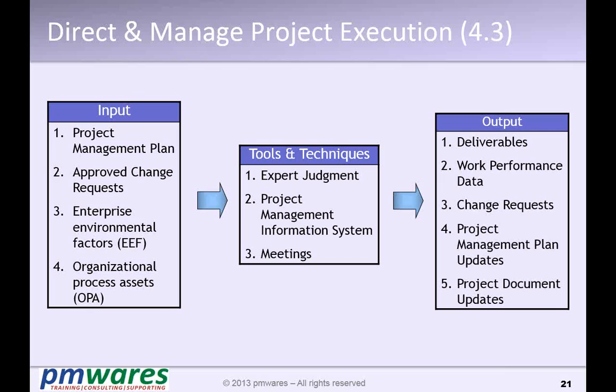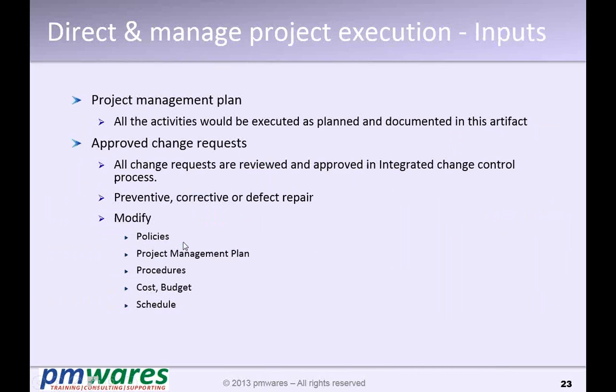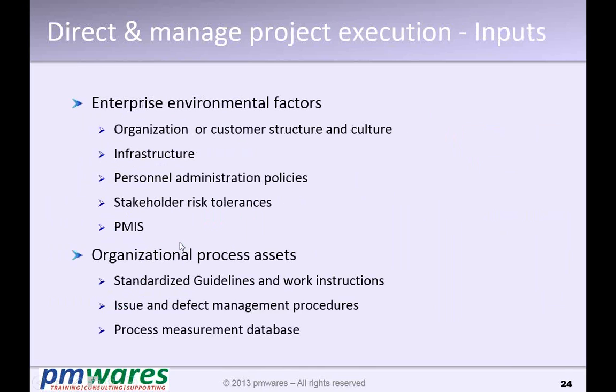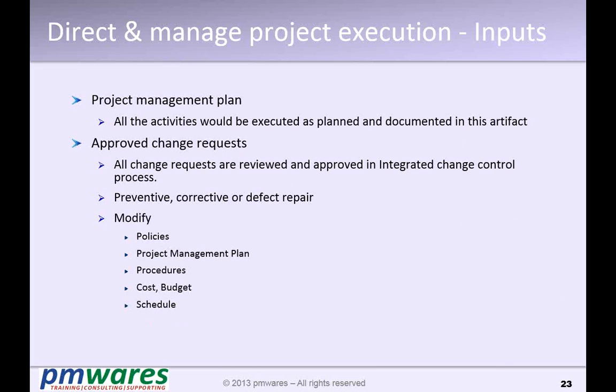So change request is a normal output of all the execution, monitoring and control processes. All the execution processes and monitoring and control processes normally have change request as an output, because if there is a deviation, you have to issue a change request. During the execution, if you find something different to be done, then you issue a change request. So approved change request could be any preventive measure, corrective measure, or a defect repair.